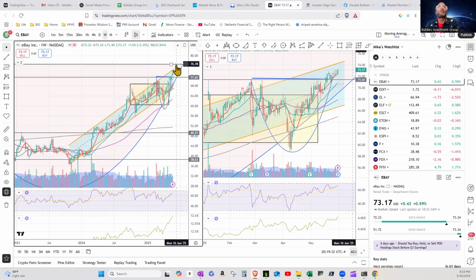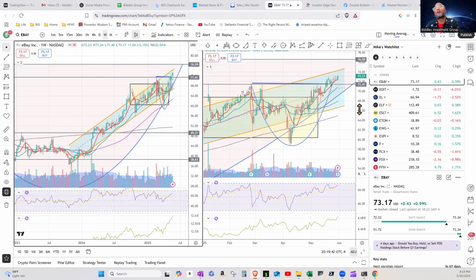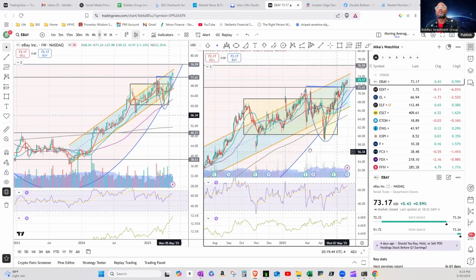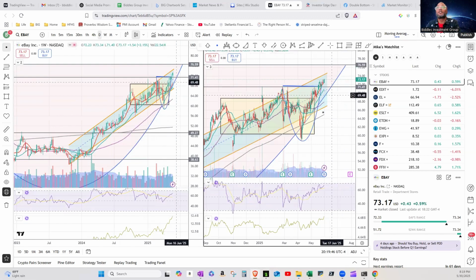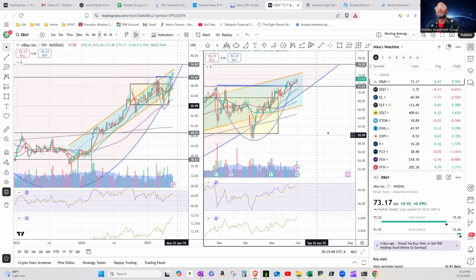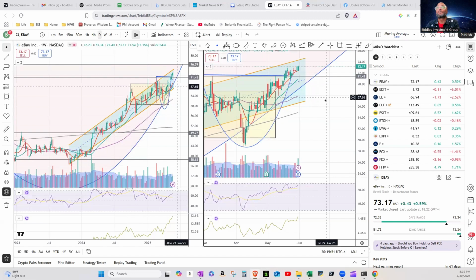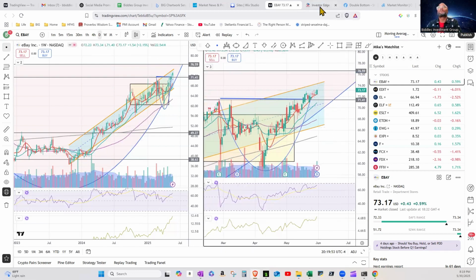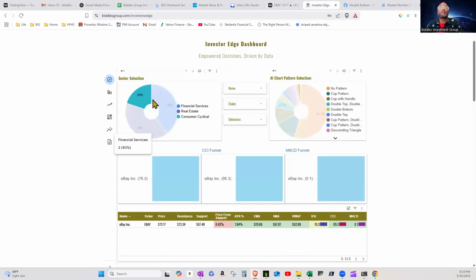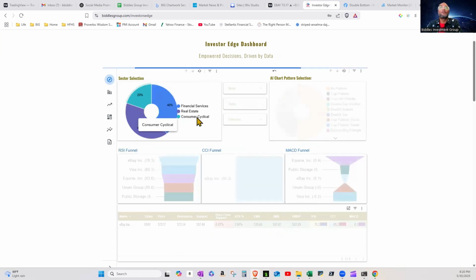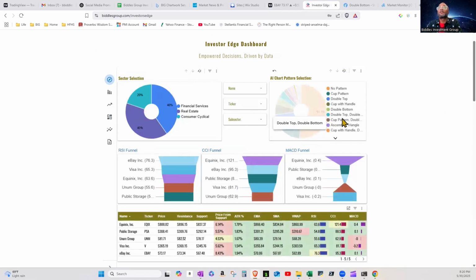And so I'm looking for 74 to 76 exit. I'll start scaling out at 74 because we have this parallel channel. We might bump up against that and start to reverse. But I think this shows good to get to 76, as long as the momentum continues to keep going. So eBay looks good. This is how we find those patterns. And I was in eBay. You know, I got into it maybe a week or two ago. We'll take that off.